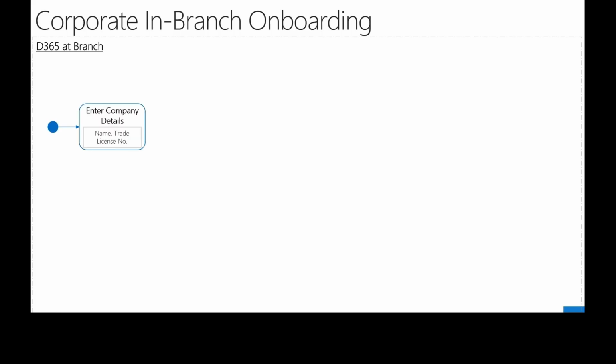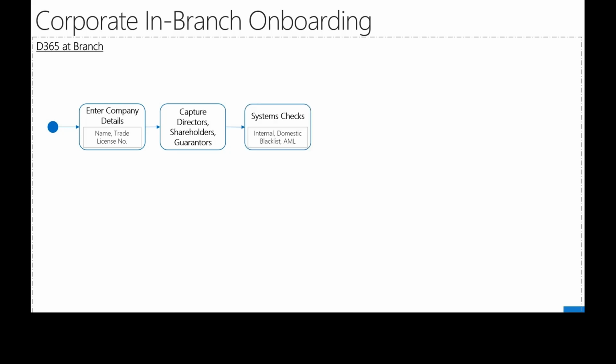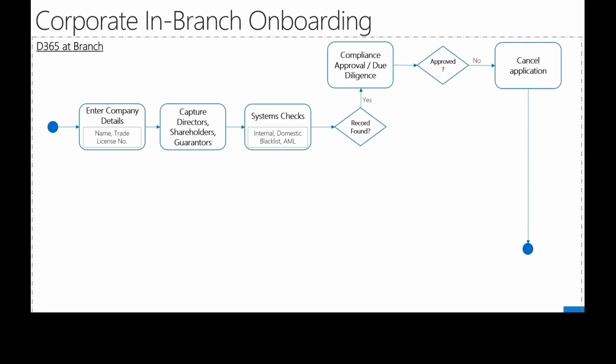So it basically is a process where your RMs could initiate a corporate enrollment application form from Dynamics, start to capture the company details, capture directors, shareholders, guarantors information, then proceed to perform a variety of system checks on the application in terms of internal checks, domestic blacklist checks, anti-money laundering checks, credit bureau checks, and proceed with obtaining the necessary approvals from the compliance department if there are any records found.